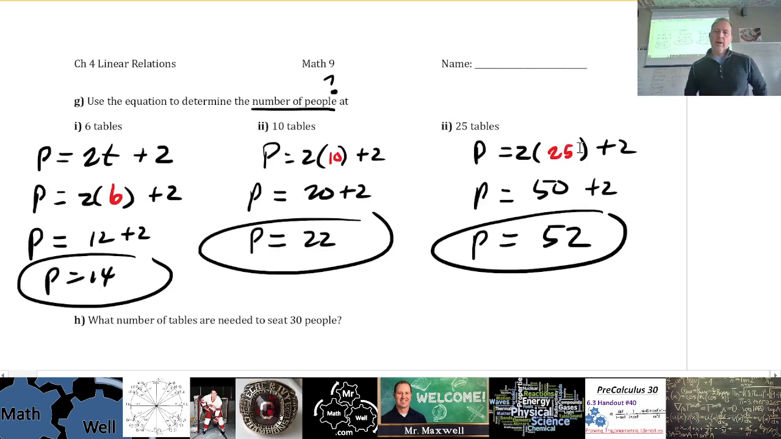All right, this is what Roman numerals 1, 2, and 3 should look like. We put the number of tables into the equation in the appropriate spot. t equals tables, so I'm going to put 6 in for t in the first one. Then I multiply 2 times 6, which is 12, plus 2. 12 plus 2 is 14. So the number of people that could sit at 6 tables in this situation is 14. You do the same thing for the next 2. We use our equation, putting 10 in for t. In the second one, we get 22. And we put 25 in for t. In the third one, we get 52.